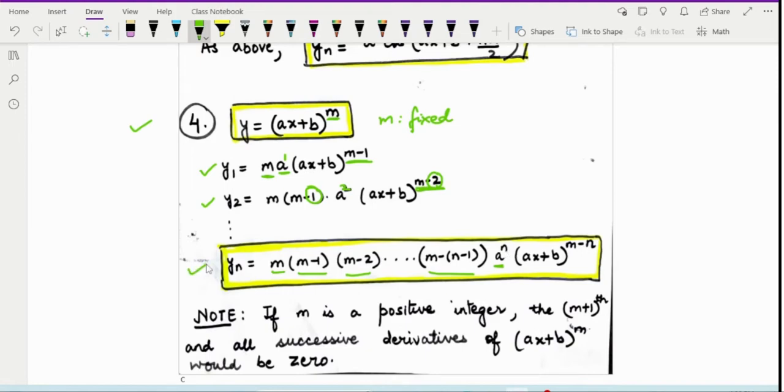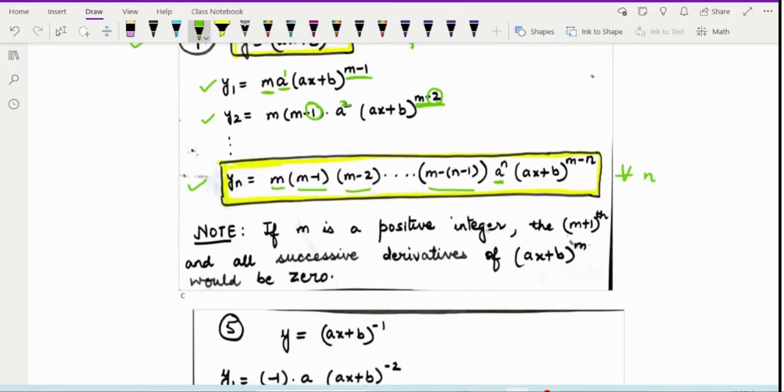So this is going to be the general formula for calculating the nth order derivative of ax plus b to power m for any fixed m. N is going to take any value from 1, 2, 3, and so on.